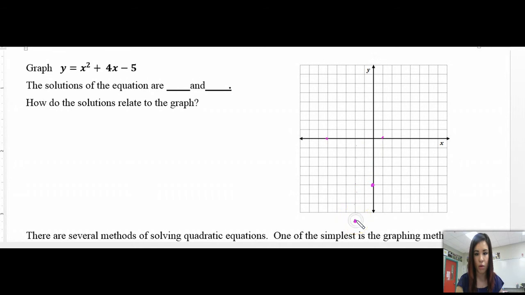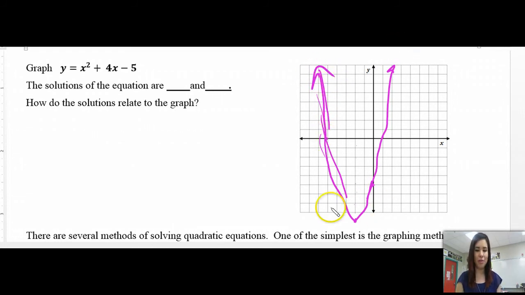My graph's a little bit off. Sort of like this. Sorry, it's not great. But there you go. We have our graph. Okay, there's my parabola. Sorry, I couldn't make it so straight.